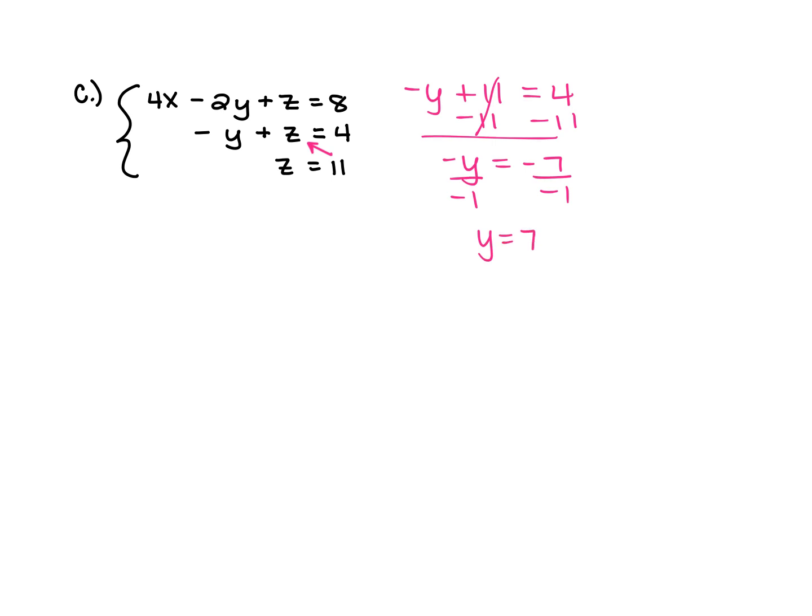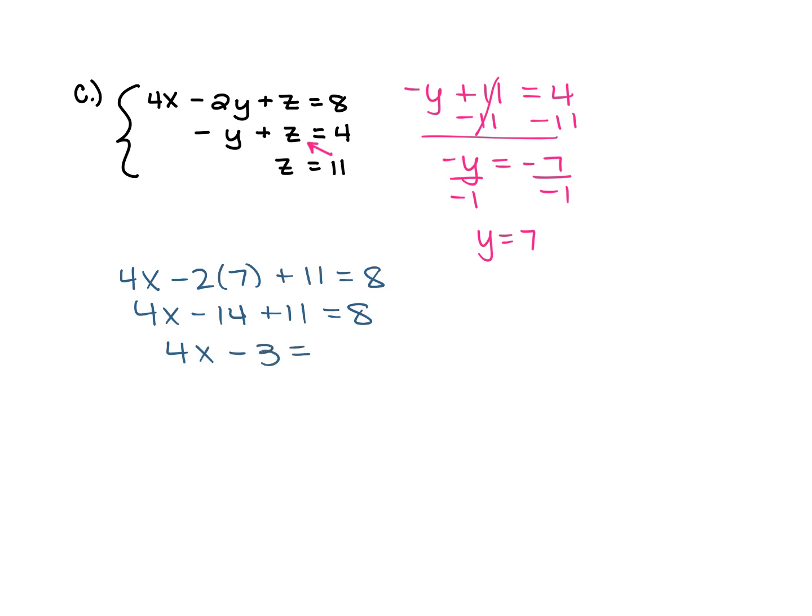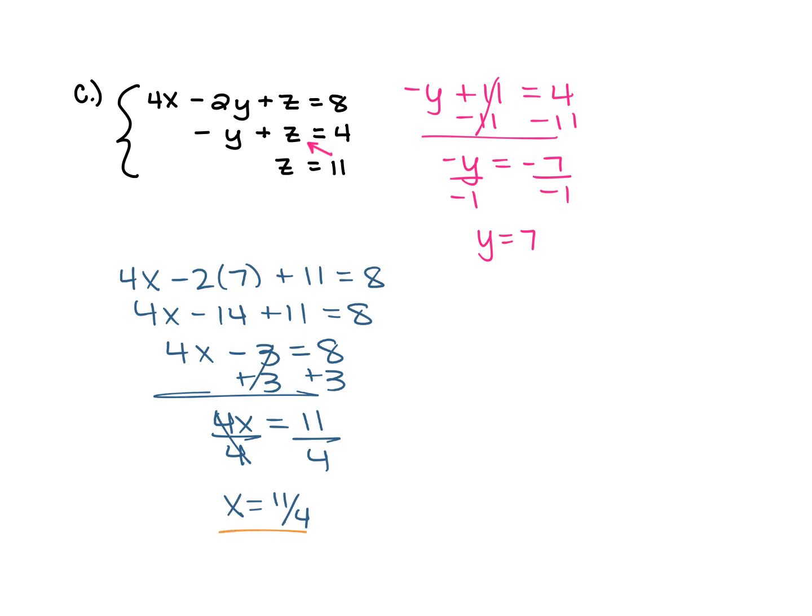From here, we're going to plug in that 11 for z, the 7 for y in the top equation, and solve for x. So it's going to give us 4x minus 2 times 7 plus 11 is equal to 8. Your negative 2 times 7 is negative 14, plus 11 is equal to 8. This simplifies to 4x minus 3 is equal to 8. We add our 3 over. That gives us 4x is equal to 11. Then we divide each side by the 4 to get that x is equal to 11 over 4. So we have the ordered triple of 11 over 4, comma 7, comma 11.